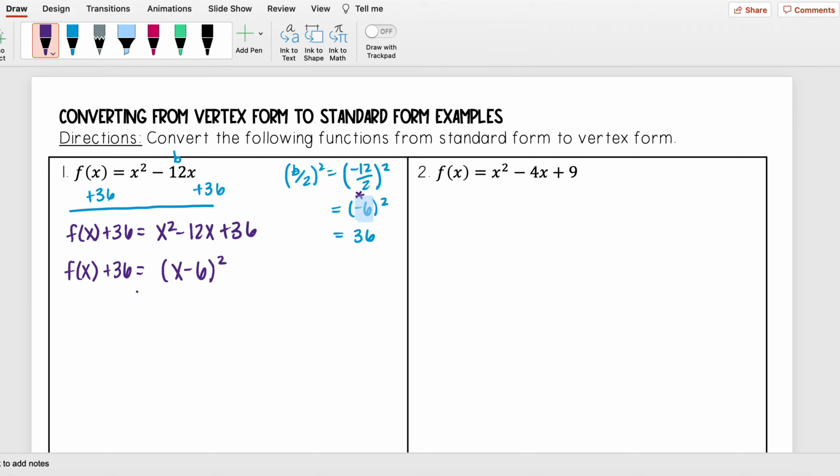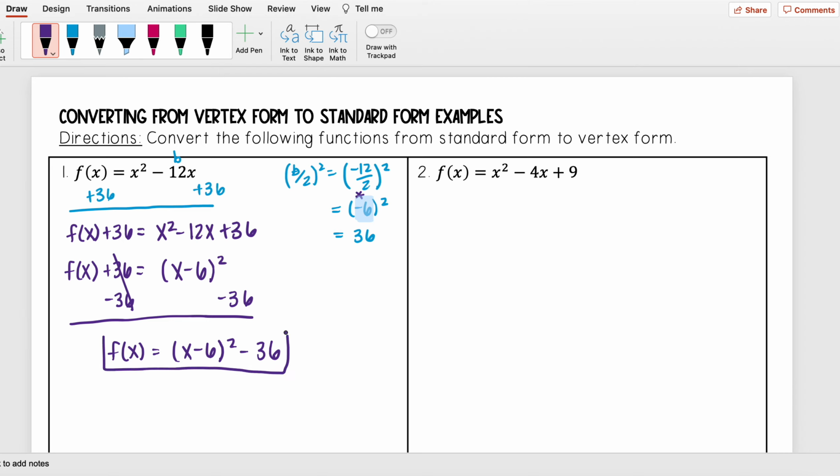And now for my very last step, I just need to move this term back to the other side, so I have f of x by itself. So I'm going to subtract 36 from both sides, and I get that f of x is equal to (x minus 6) squared minus 36.